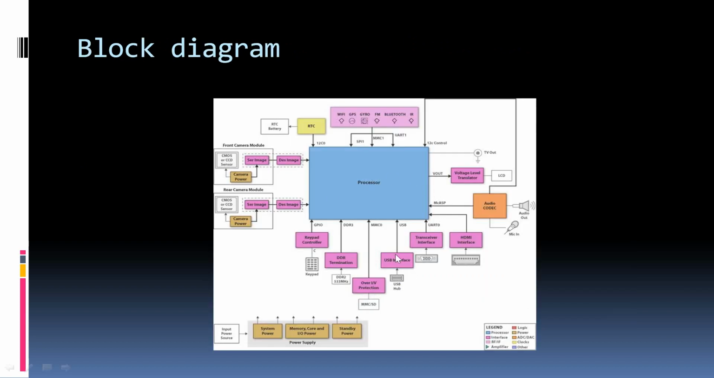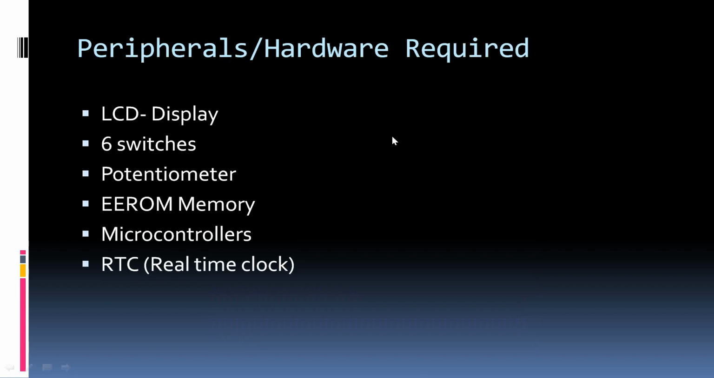Next, this is the block diagram of the car black box, in which there is a keypad controller, an RTC, audio coder, transceiver, lots of things in this. This is the processor. Next, what are the peripherals and hardware required in a car black box? These are an LCD display, 6 switches, potentiometer, EEPROM, microcontroller, and RTC.